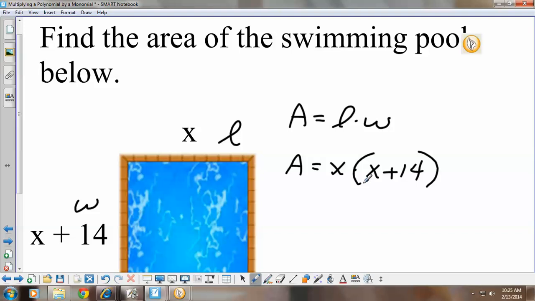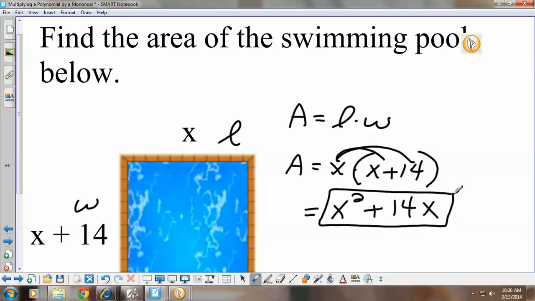So x times x is? x squared. Remember, when you multiply, you add the exponents. PMA, remember that? Multiply, you add. Multiply, you add. x times 14 is 14x. So can I combine x squared plus 14x and say that's 14x cubed? Why not? They're not like terms. Very good. This would be our answer. We don't actually know the value of x, so we couldn't find the actual numerical area of this pool.